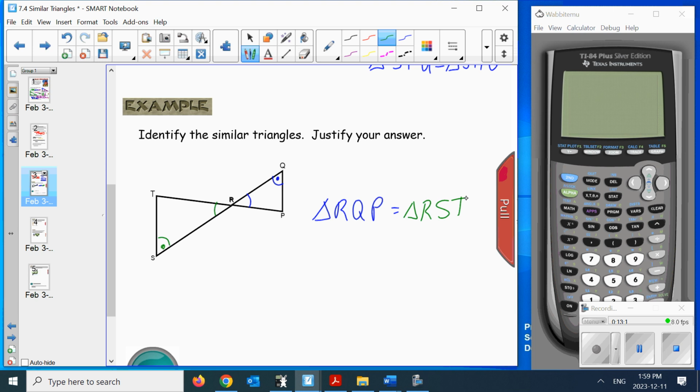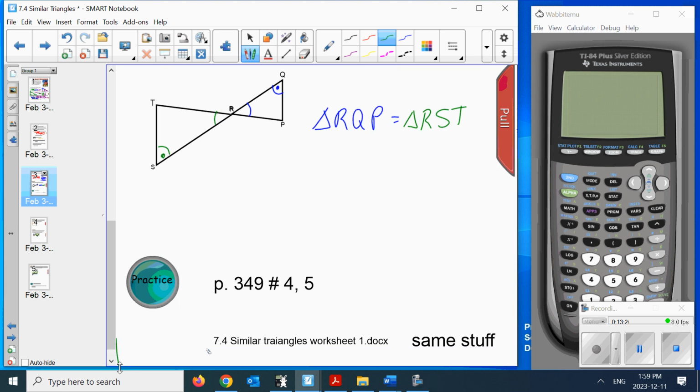Now, to justify your answer, we did that aloud. We talked about how the angles. There's geometry rules to that. But this worksheet we're not going to do. Page 349, numbers 4 and 5 are what we're working on tomorrow. I'm going to pause the video recording.